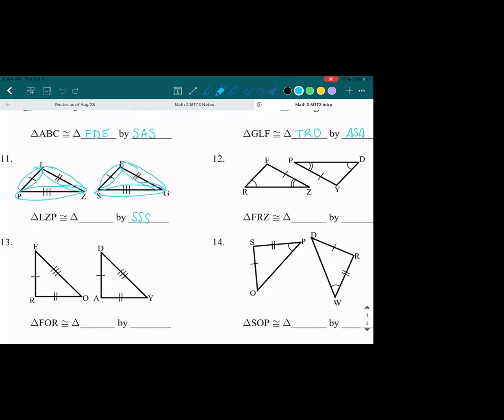So they had L first. No. L corresponds with E.